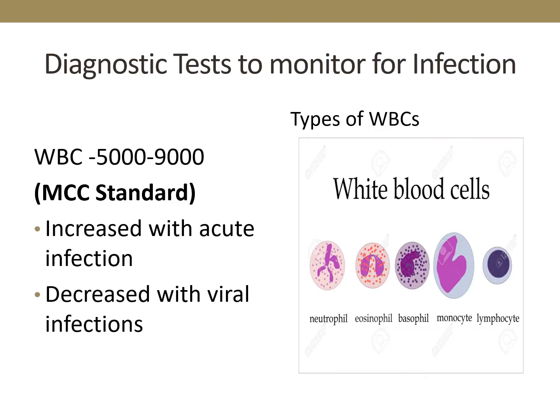The biggest diagnostic test to monitor for infection is white blood cell count. And the standard is 5,000 to 9,000. So your white blood cell count almost always goes up with acute infection, but it will decrease with viral infection.